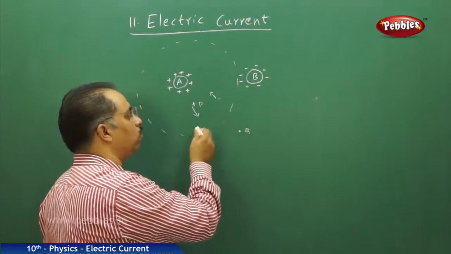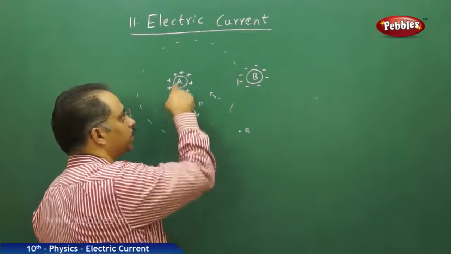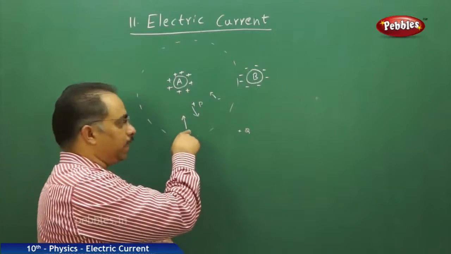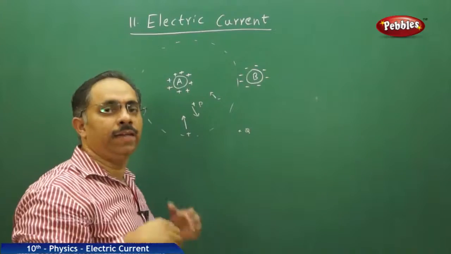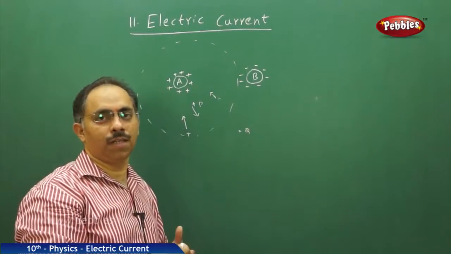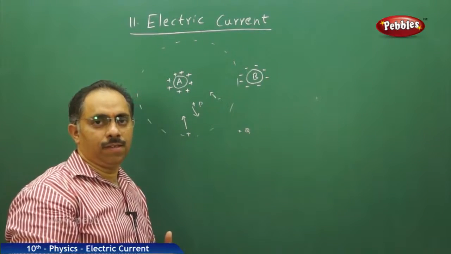If I try to move a positive charged body towards the positive charged body, a point charge I am considering here, if I try to move it towards the charged body A, I need to do some external work. I need to apply a force, do some work on it. Okay.